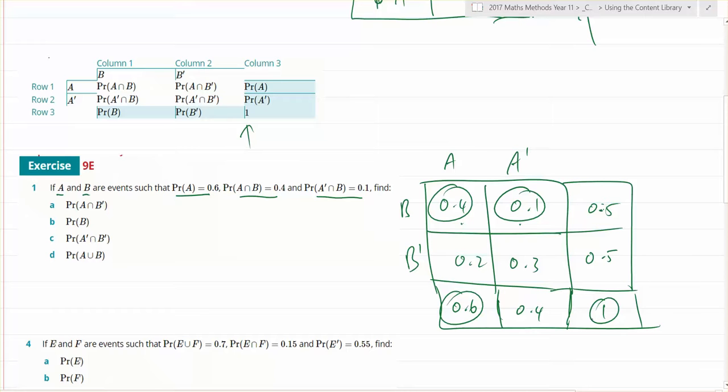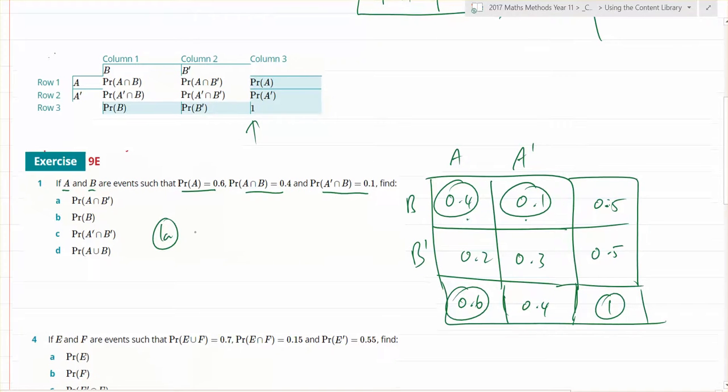Okay, so let's answer the question. 1A is asking me for A only. So A only, I look at the table. A only is A and not B. So part 1 is 0.2. For B, the probability of B, really simple. I just read the end of the row, the total of the row. So it's 0.5. C, the probability of not A and not B, is 0.3.